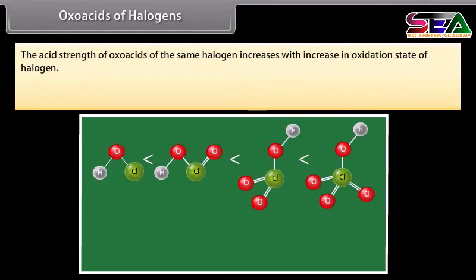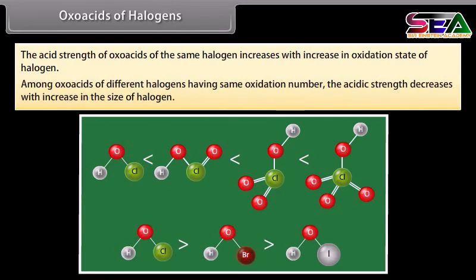The acid strength of oxoacids of the same halogen increases with increase in oxidation state of halogen. For example, the acid strength of different oxoacids of chlorine is in the order shown. Among oxoacids of different halogens having the same oxidation number, the acidic strength decreases with increase in the size of halogen. For example, the acidic character of the hypohalous acid series is in the order shown.